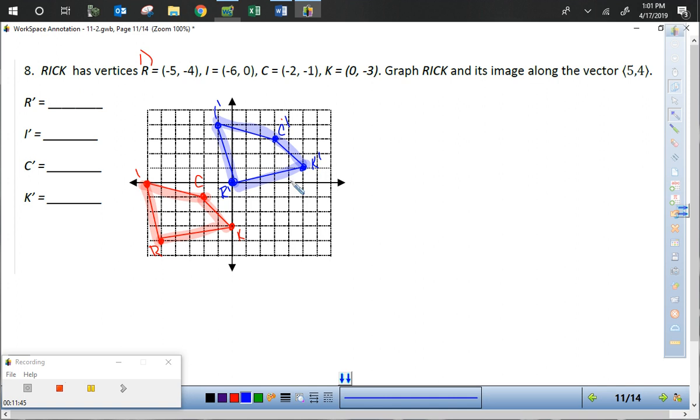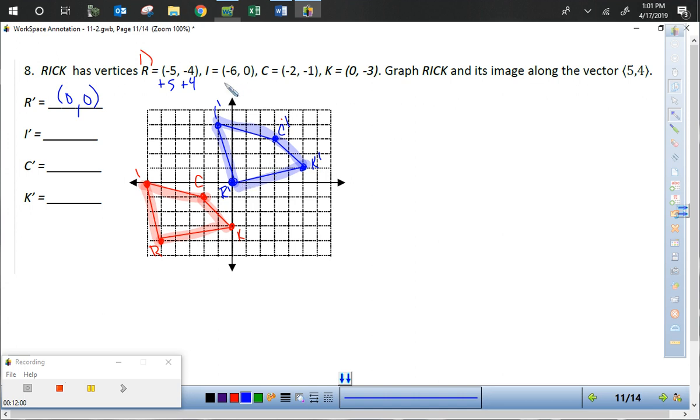So we're adding 5 and 4 to each of these. So negative 5 plus 5 is 0. Negative 4 plus 4 is 0. So once you did that, you could plot 0, 0. Okay, seeing that it's already on our graph since we graphed them first, but they check.